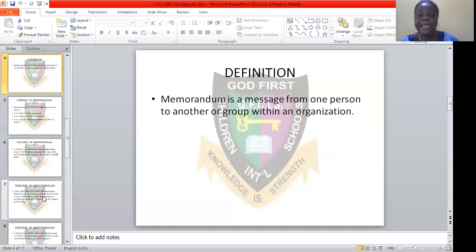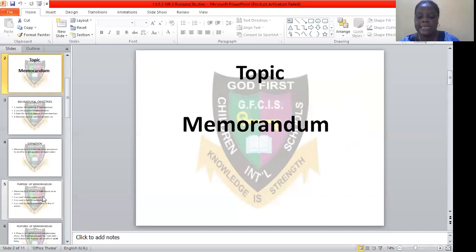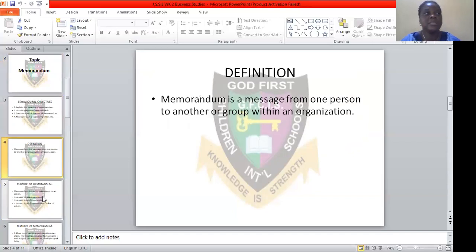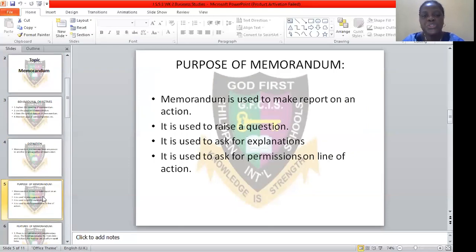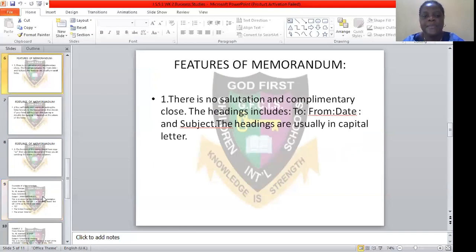We treated the topic memorandum. The memorandum is a word that is gotten from a Latin word which means to remember. It is sending a message from one person to another, or from the management to the members of staff in an organization. What is the purpose? Why do we use memorandum? We use memorandum to make a report of an action, to raise a question, to ask for explanation, and for permission on line of duty.